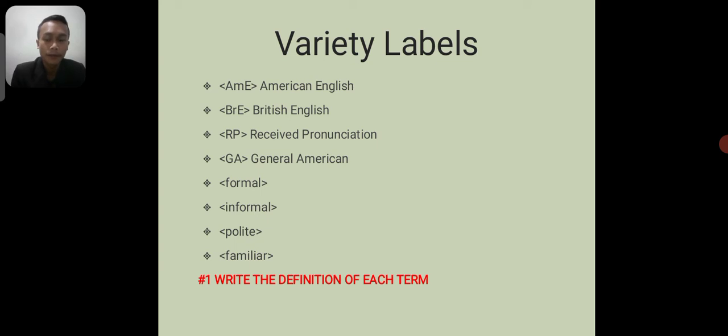And then formal. It does not use colloquialisms, constructions, or first person pronouns such as I or we. And then informal. Informal is more casual and spontaneous. It is used when communicating with friends or family, either in writing or in conversation.